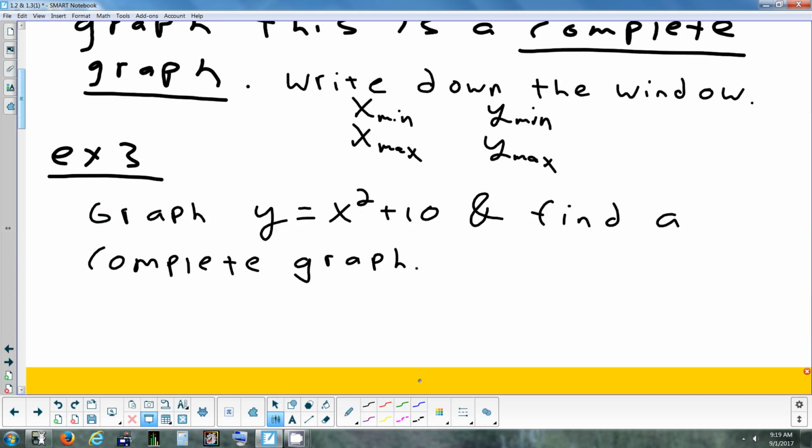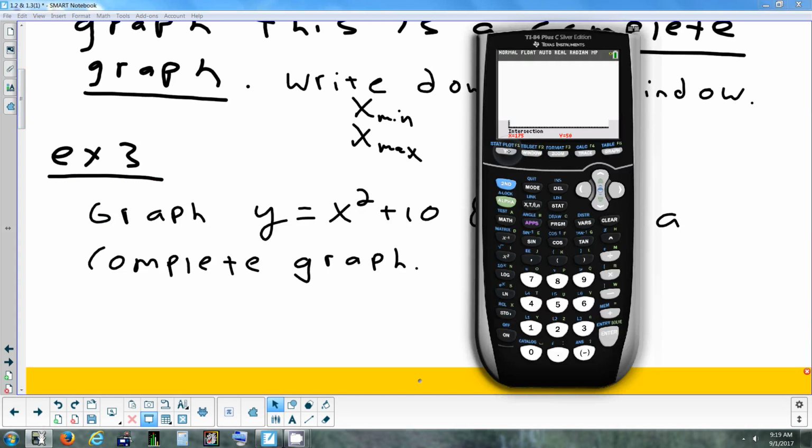This might be one we actually looked at yesterday. They want me to graph y equals x squared plus 10 and find a complete graph. Now what I generally do is I'll clear out everything we already typed in and I'll do zoom 6. I'll start with a standard zoom. Well, actually, you know what? If you didn't already clear it, let's start with the zoom we have. X squared plus 10.